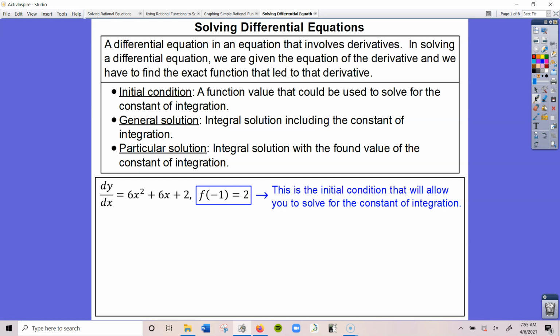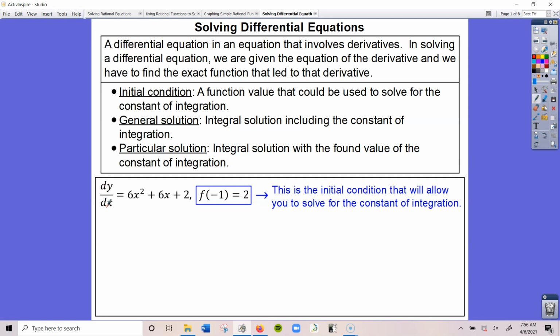So below we have an example of a differential equation. We have dy dx is equal to 6x squared plus 6x plus 2, and we are given the initial condition, which is f of -1 is equal to 2. So when we are solving a differential equation, what this means is we have to integrate because we're trying to find the function, and what we're given, as you can see, dy dx, is the derivative. But when we're integrating, one side has to be in terms of y, and the other side has to be in terms of x.